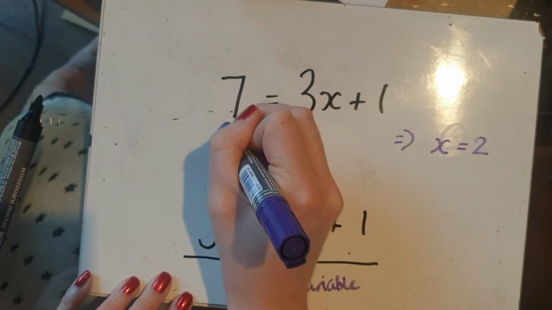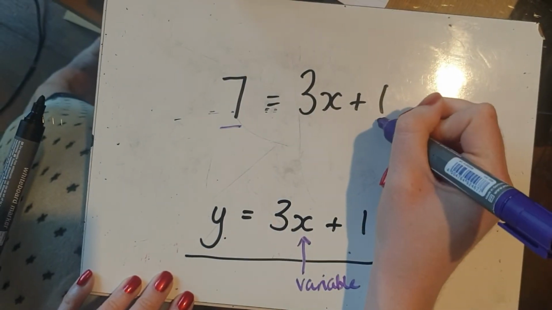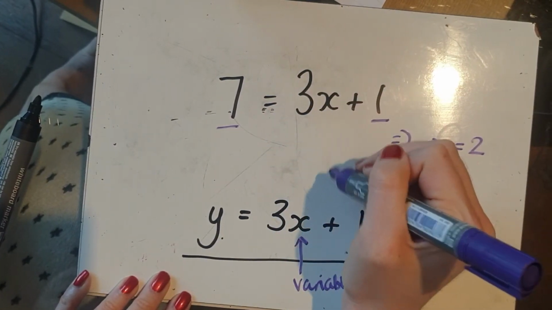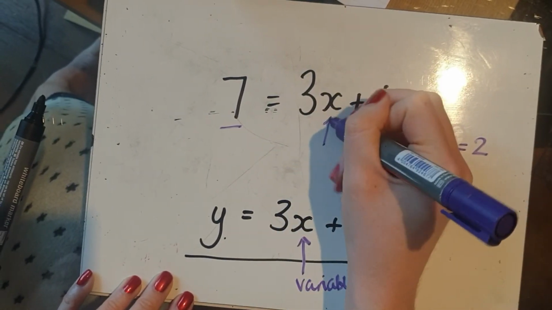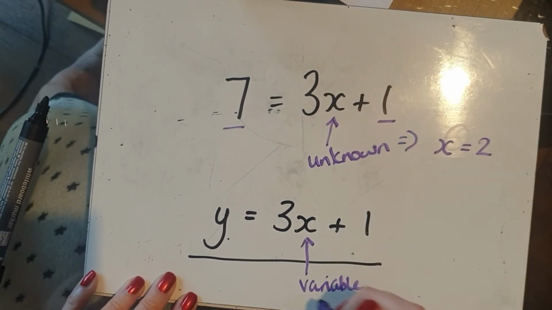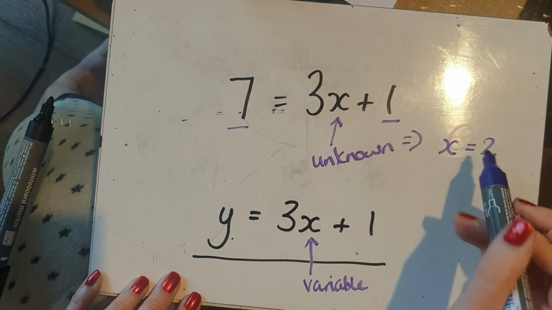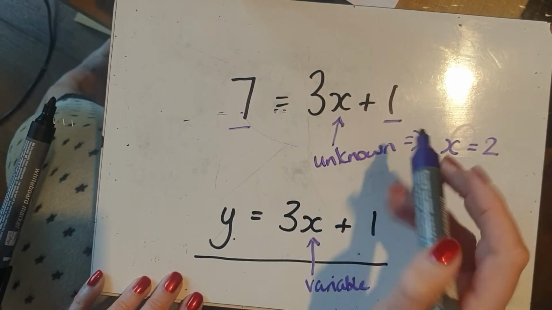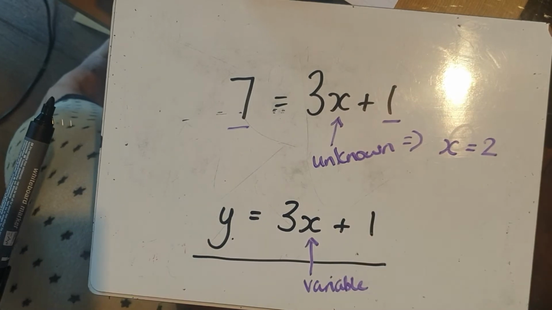This is a constant term. This is a constant term. 3 is the coefficient of x, but x is now an unknown. It's not a variable because it can't vary. x can only be 2, but we don't know x is 2 at the beginning, so it is an unknown in the first place.